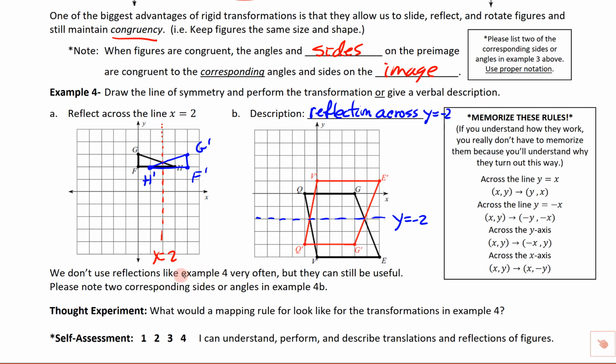Okay. Now, we don't use reflections like this very often, but they can be useful. And we ought to note a couple of corresponding sides or angles in example 4b. So let's go ahead and take a look at this, and let's just make a little statement right here. Can you see that the size of this angle right here, angle E, is just the same as angle E prime? So one thing we could say is those two correspond to each other. So we could say angle E is congruent to angle E prime.